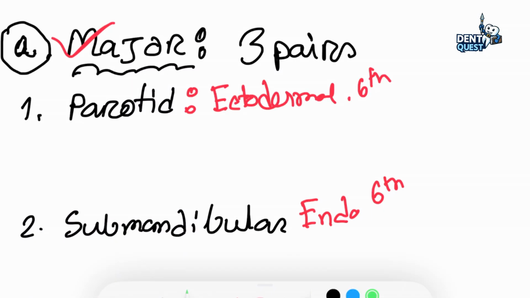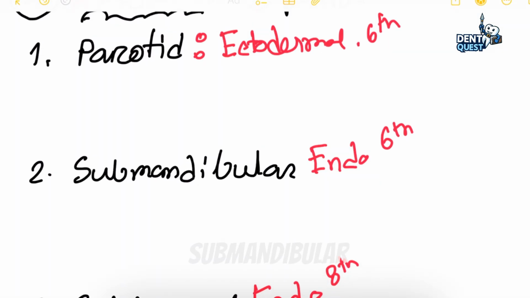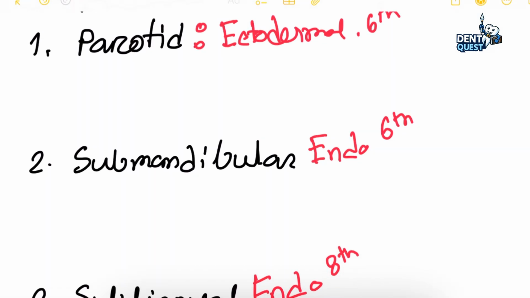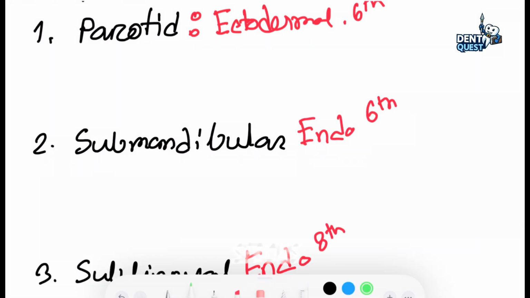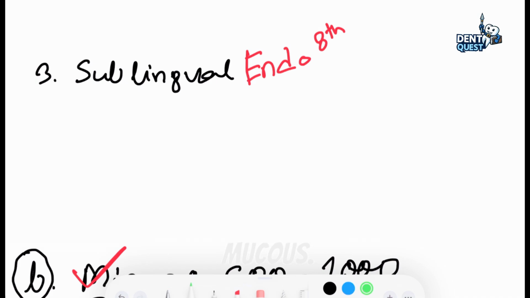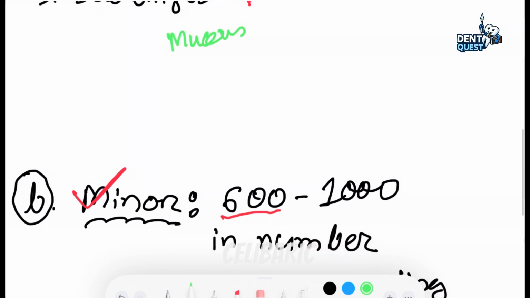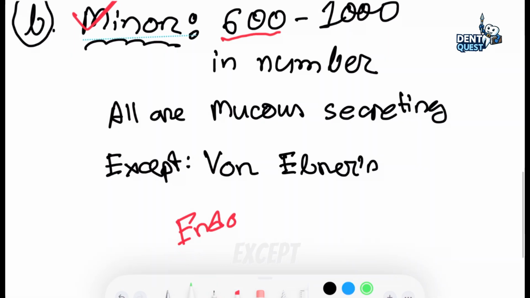The secretion of the parotid gland is purely watery, that is, serous. The submandibular gland is mixed, but predominantly serous, then mucous. The parotid is purely serous, and the sublingual is predominantly mucous. All minor salivary glands are mucus secreting except von Ebner's glands, which secrete serous secretions.